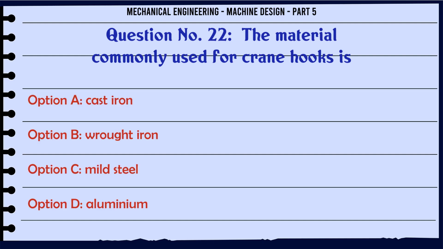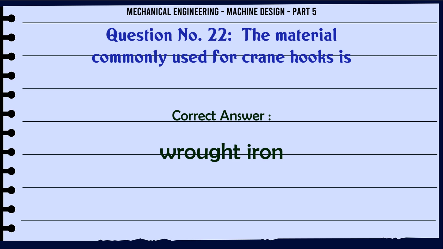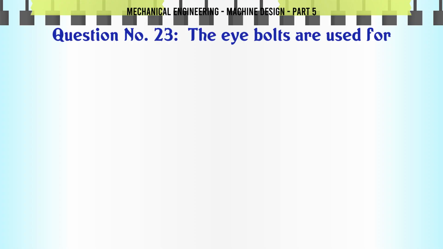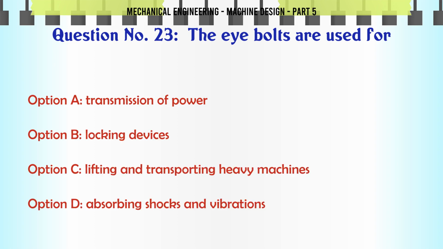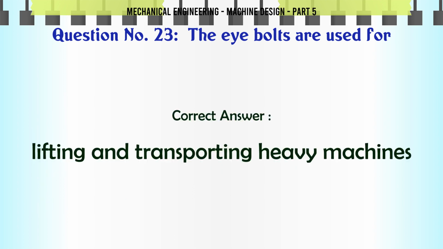A. Wrought iron, C. Mild steel, D. Aluminium. The correct answer is wrought iron. The eye bolts are used for A. Transmission of power, B. Locking devices, C. Lifting and transporting heavy machines, D. Absorbing shocks and vibrations. The correct answer is lifting and transporting heavy machines.